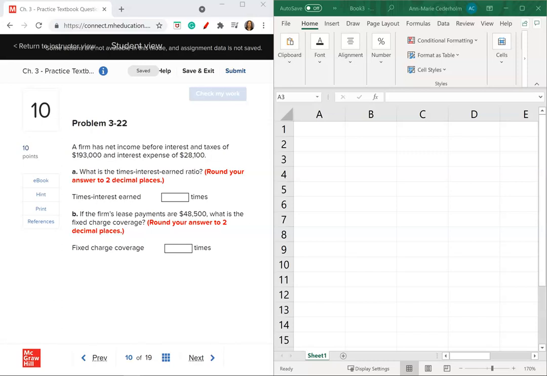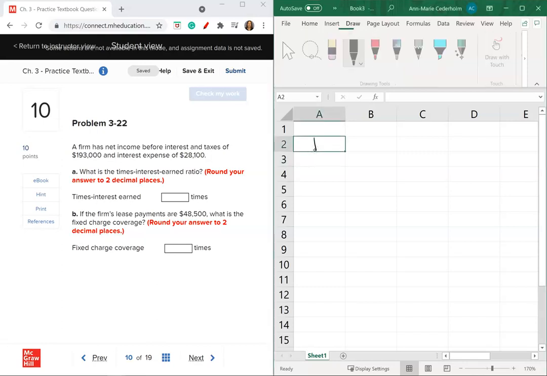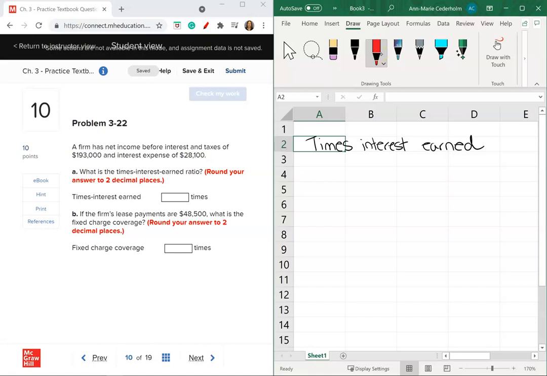In problem 3-22, we're going to calculate the times interest earned ratio and the fixed charge coverage ratio. So the first one that we'll do is the times interest earned. I'll just switch my pen to red. So in this one, it's your earnings before interest and taxes, and then divide that by the interest expense.